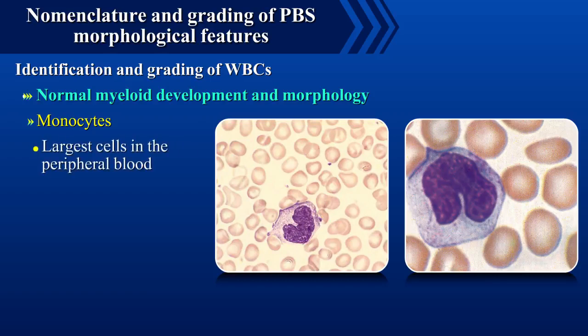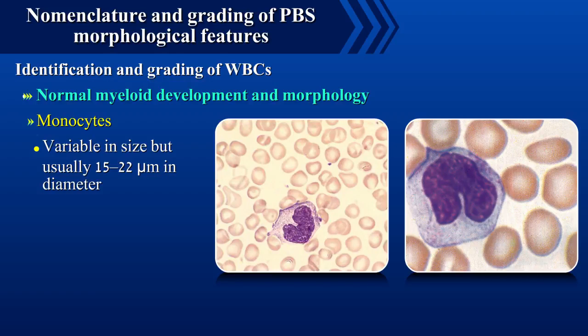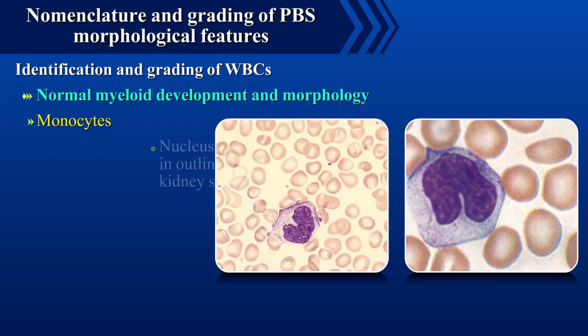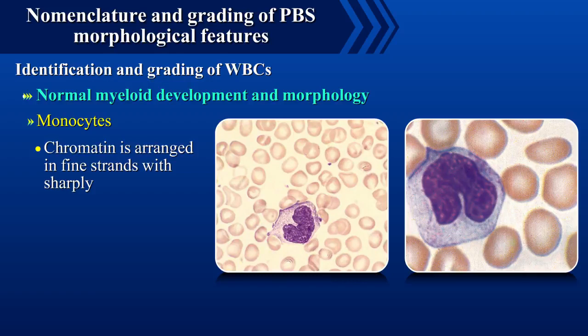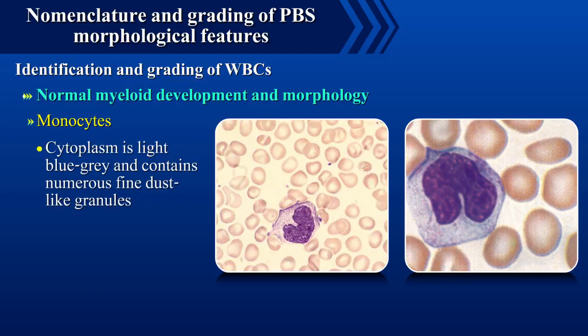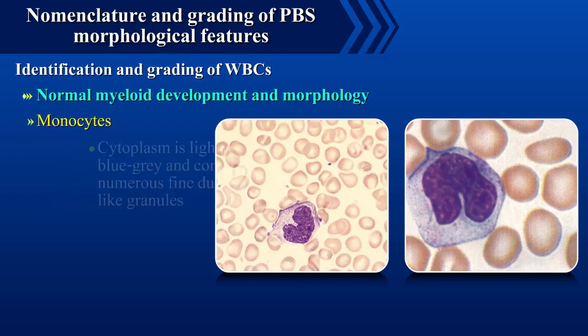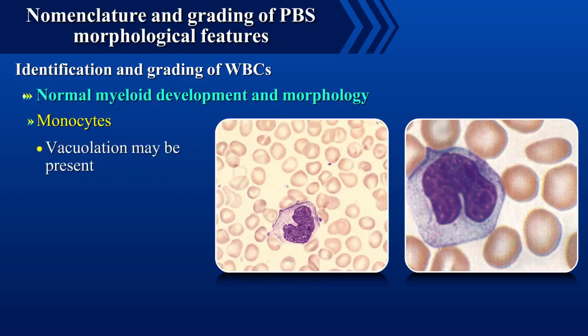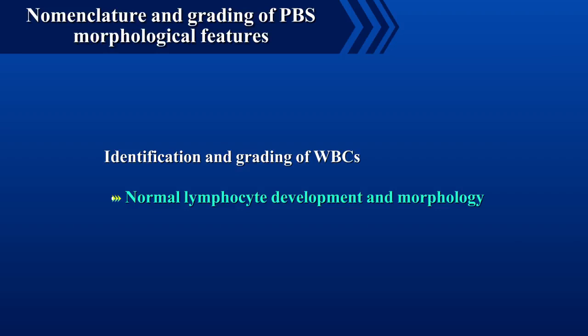Monocytes are the largest cells in the peripheral blood, variable in size but usually 15 to 22 microns in diameter. The nucleus is irregular in outline, often kidney shaped, and chromatin is arranged in fine strands with sharply defined margins. The cytoplasm is light blue to grey and contains numerous fine dust-like granules. Some cells may contain a small number of red to violet granules. Vacuolation may be present. Now, coming to normal lymphocyte development and morphology.